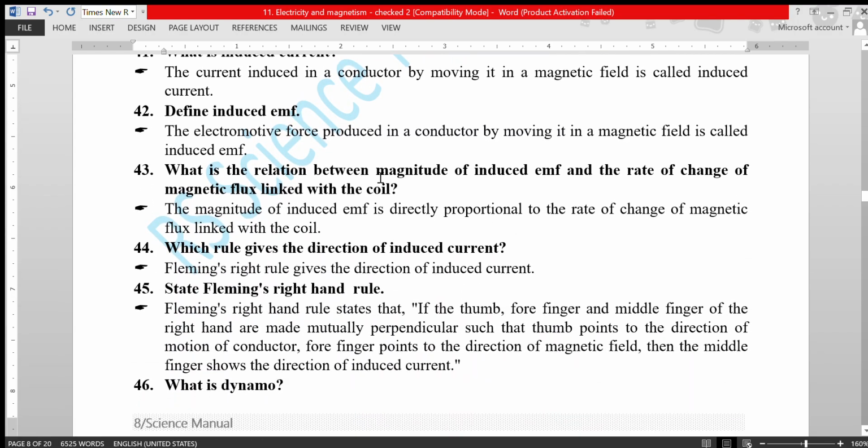What is the relation between magnitude of induced EMF and the rate of change of magnetic flux linked with the coil? Magnitude of induced EMF is directly proportional to rate of change of magnetic flux linked with the coil. Which rule gives the direction of induced current? Fleming's right hand rule gives the direction of induced current.